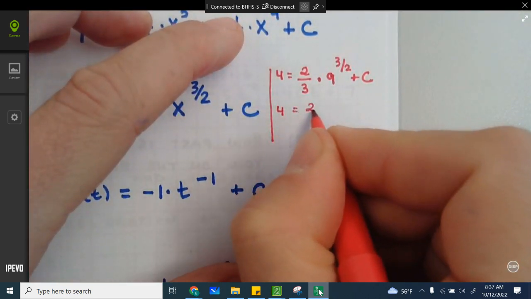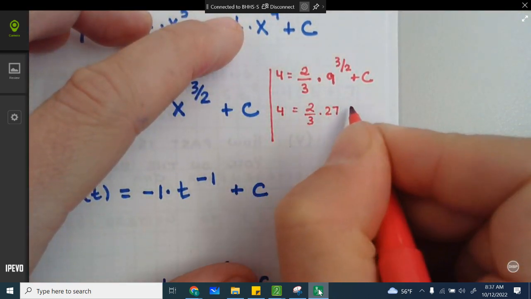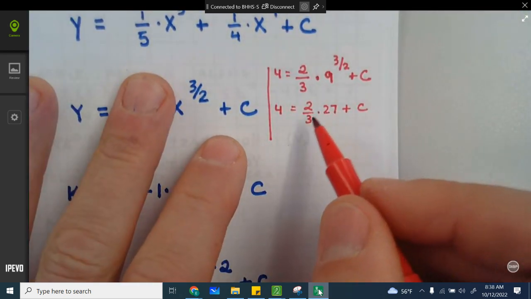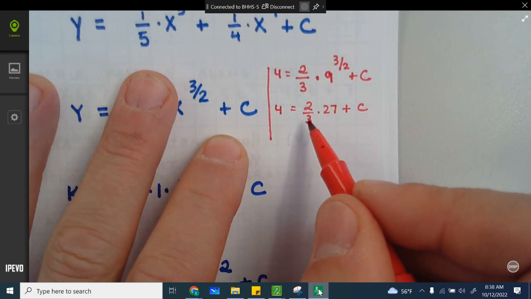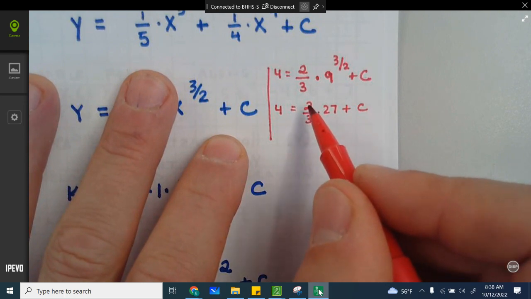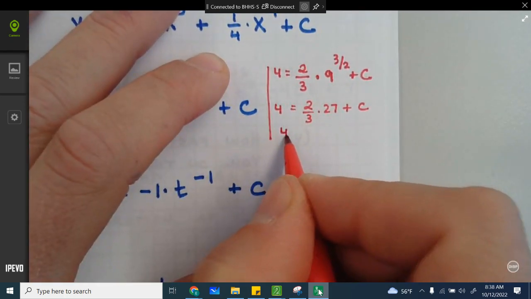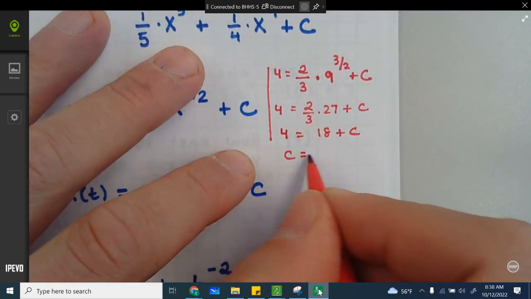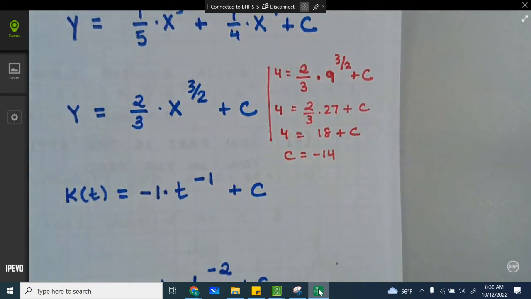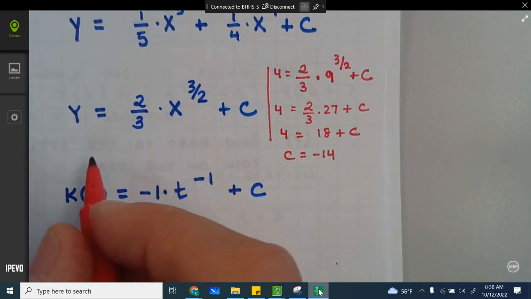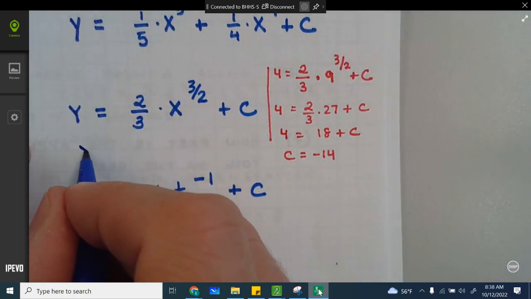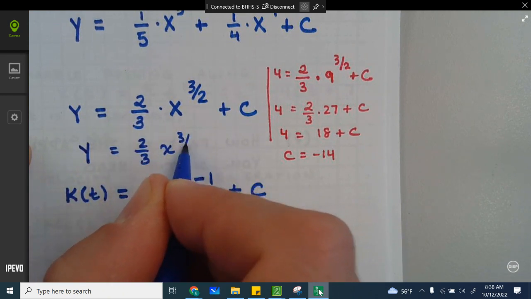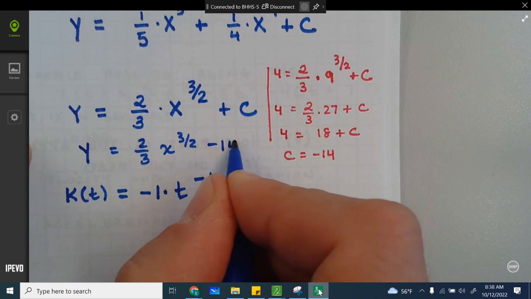4 is equal to 2/3 of 27 plus c. So that would be 27 divided by 3 is 9 times 2 is 18. So 4 is equal to 18 plus c. Therefore, c is going to be negative 14. Our equation would look like this. Y is 2/3 of x to the 3 halves minus 14.